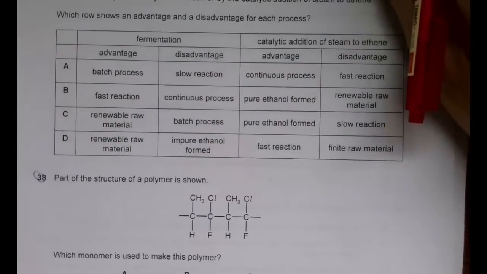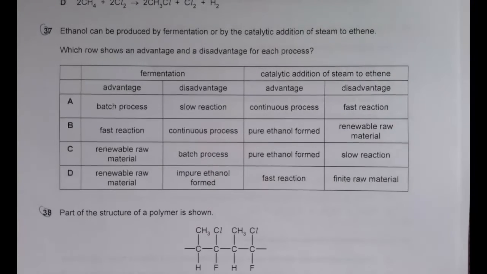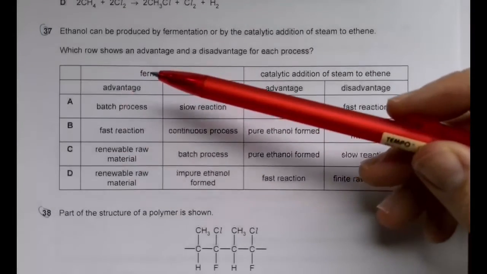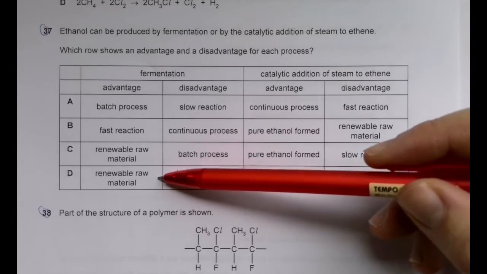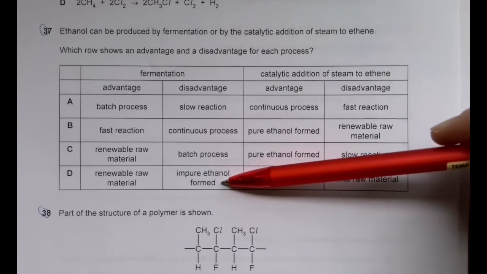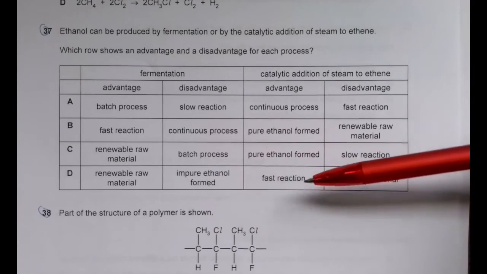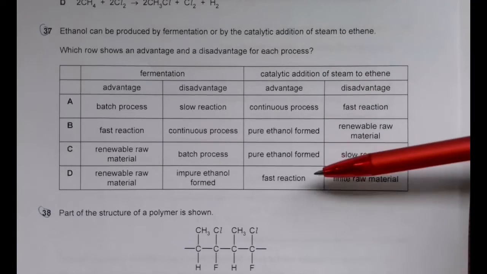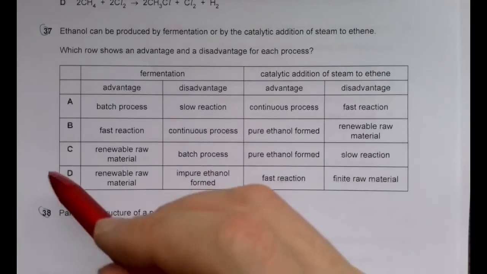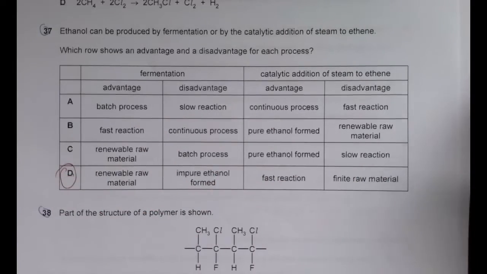All right. Ethanol can be produced by fermentation or by catalytic conversion of steam to ethene. Which row shows an advantage and disadvantage for each process? So this is just, you have to know. Okay, so fermentation, it's good because you've got a renewable raw material for the glucose, but you get impure ethanol. You've got to distill it. Catalytic addition of steam to ethene is fast, but we're using hydrocarbons here, so that's going to be a non-renewable raw material.